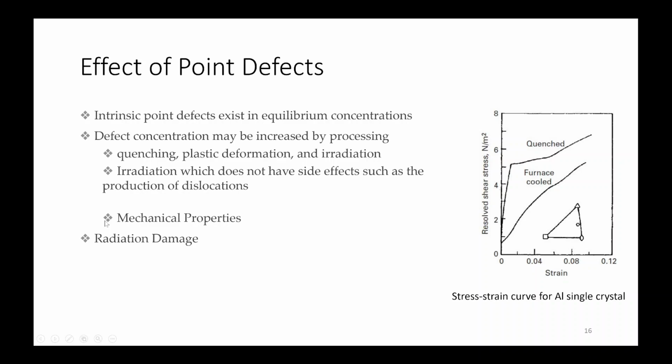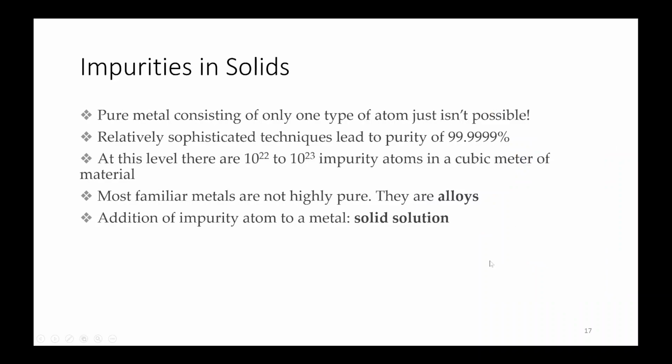Irradiation also leads to radiation damage. And in case of solids, pure metals consisting of only one type of atom just aren't possible. There are very sophisticated techniques, but they lead to purity of only up to 99.9999%. You can go beyond that. At this level, there are around 10 to the power 22 to 10 to the power 23 impurity atoms in a cubic meter of material.